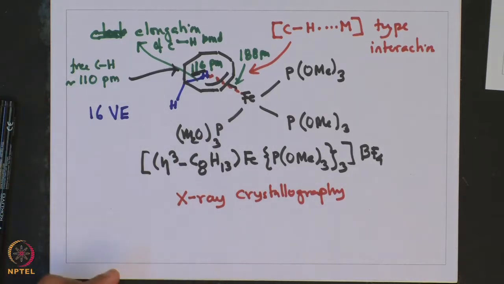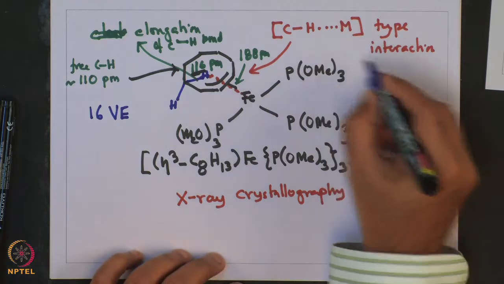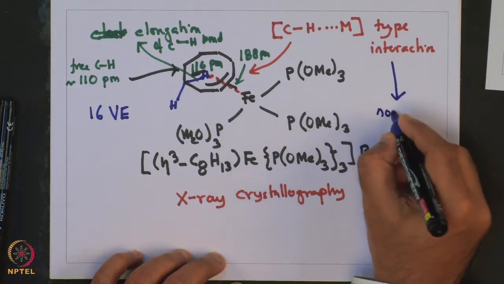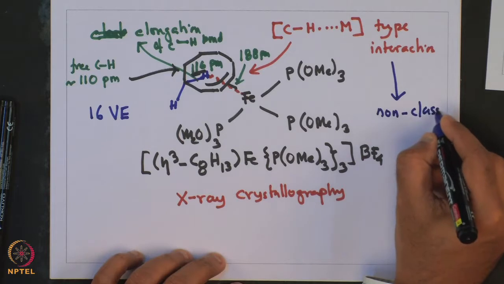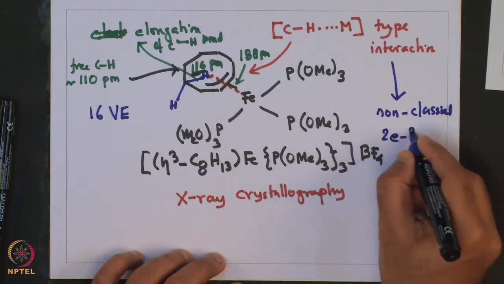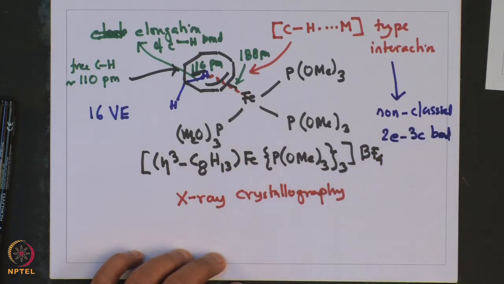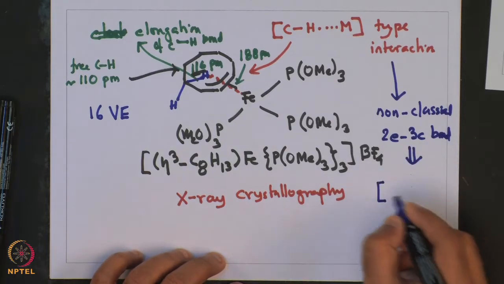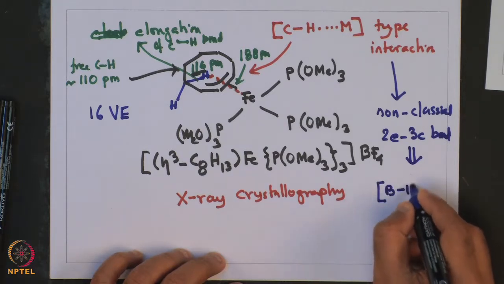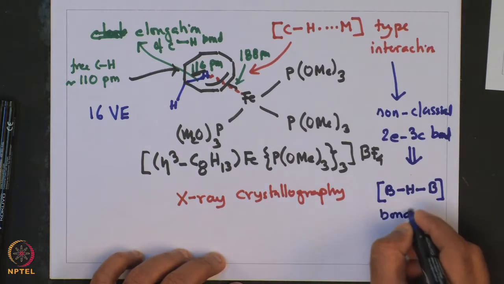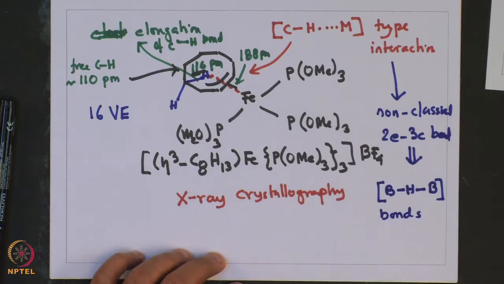So, what we see is that this kind of agostic interaction is of a non-classical two electron 3 center bond, similar to the B-H-B bonds that we are familiar with, displaying such non-classical 3 center 2 electron bonds.